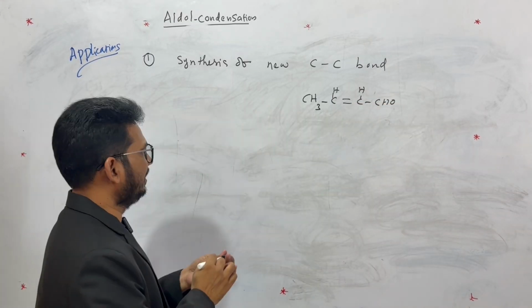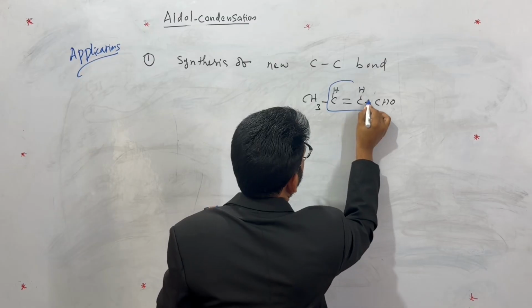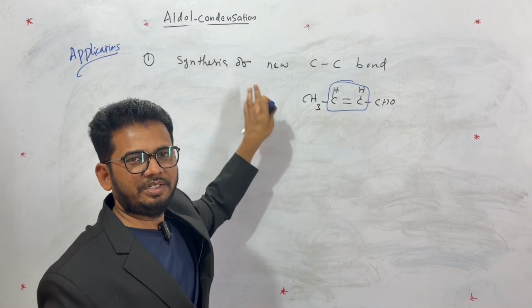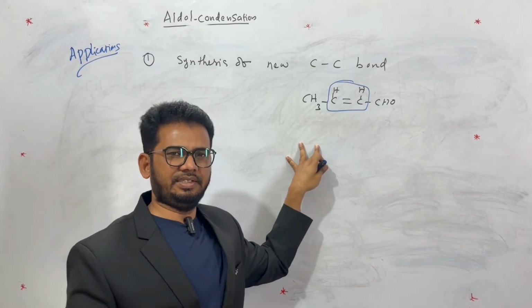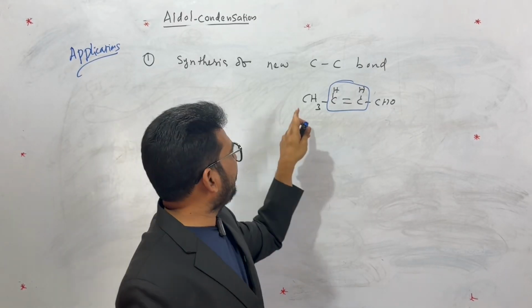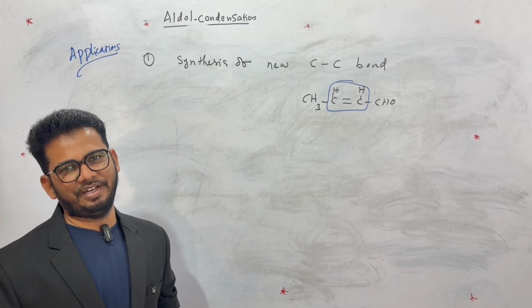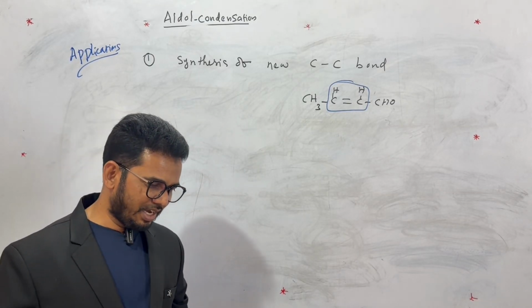Does it produce a new carbon-carbon bond or not? Yes, this is the new carbon-carbon bond. It is helpful in various syntheses. For what purpose? For producing the new carbon-carbon bond. Don't forget this. This is one of the applications.